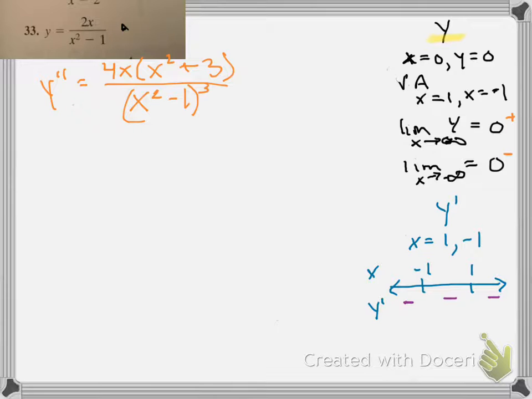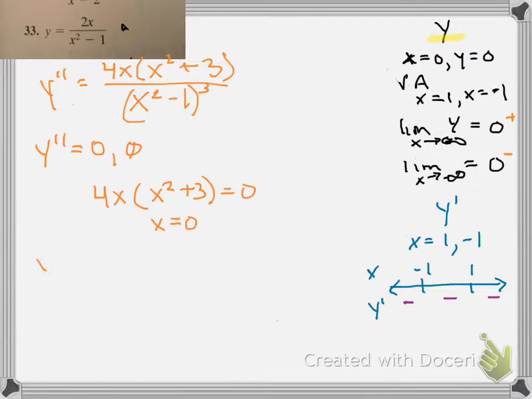Anyway, I'm looking for when this is 0, because I'd like to find my inflection points, or undefined points, where the concavity could change. My zeros are going to occur when my top is going to be 0. x squared plus 3 is never going to be 0. Something squared plus 3 will never make 0. So the only thing that could be 0 is that first term. That's why I like that factored form. So it's going to be when x equals 0.